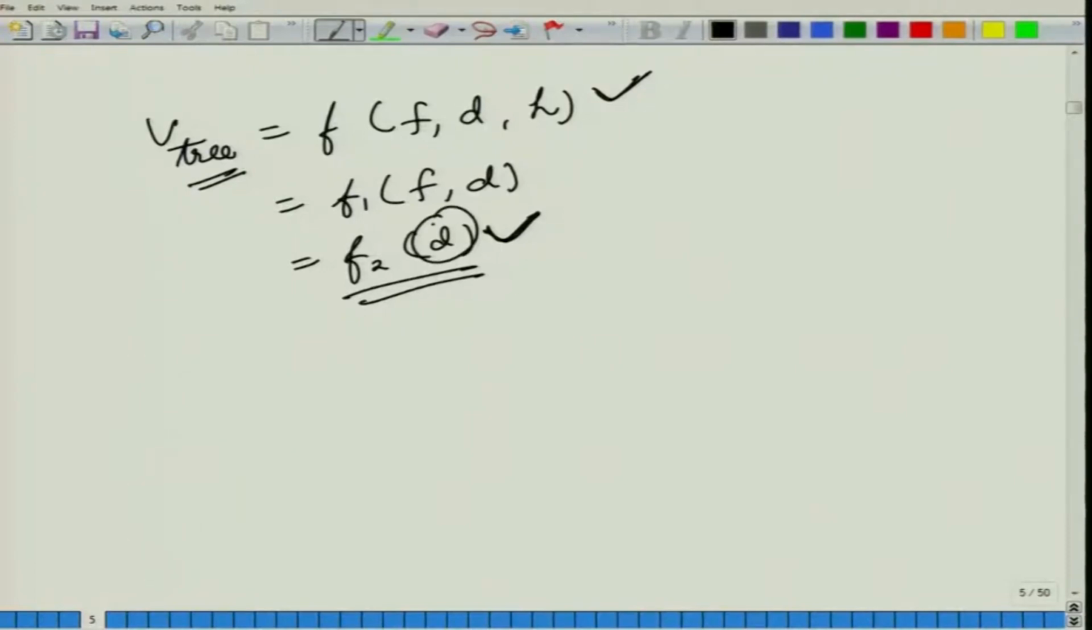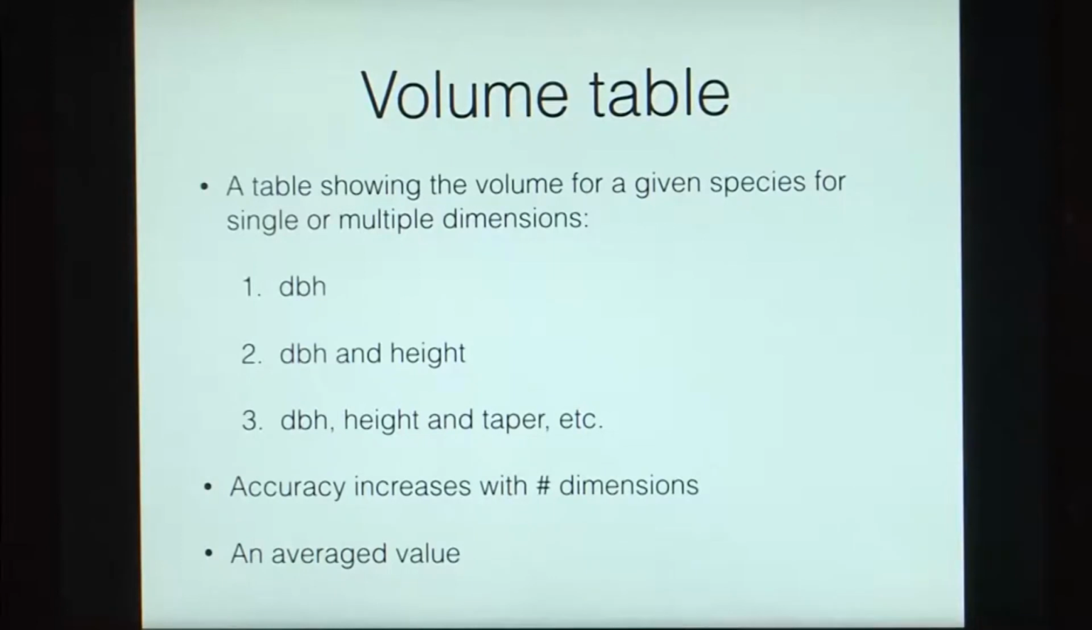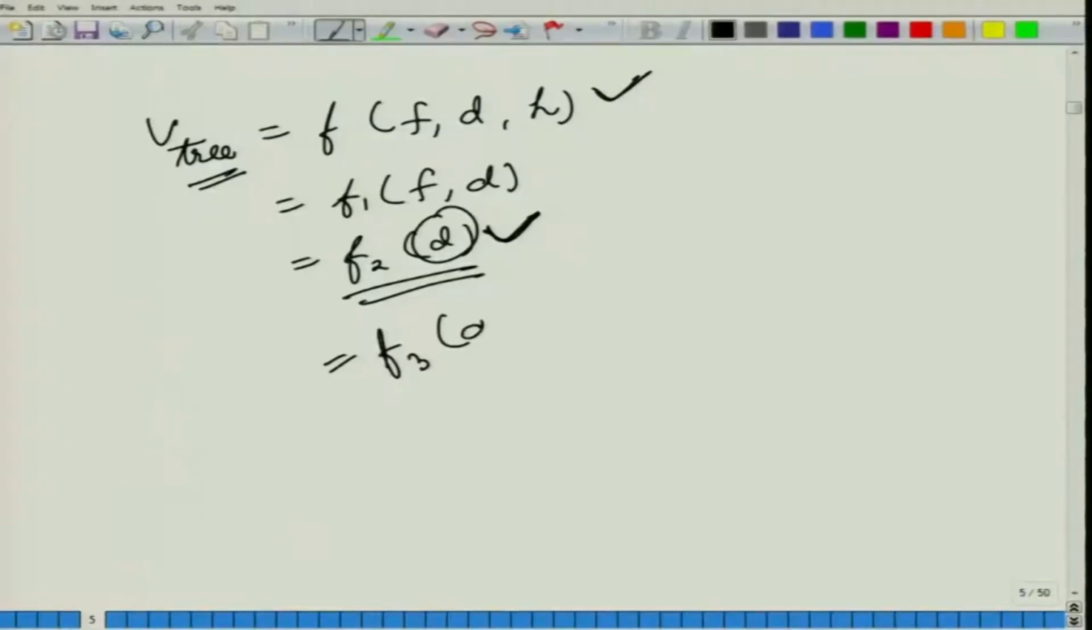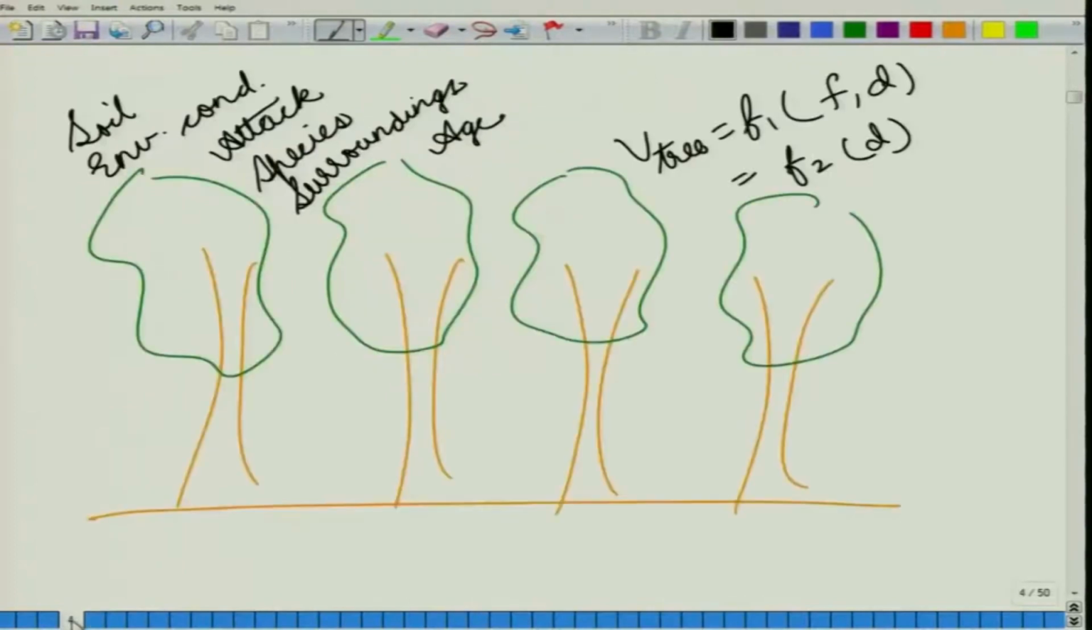Now, back to the slides, or it could give you another function that is just based on the diameter and the height, because you could say that for any site f would be a constant if we are considering a very small locality. So, for instance, here we said that when all these conditions are the same, then we can say that f is constant for all these trees.